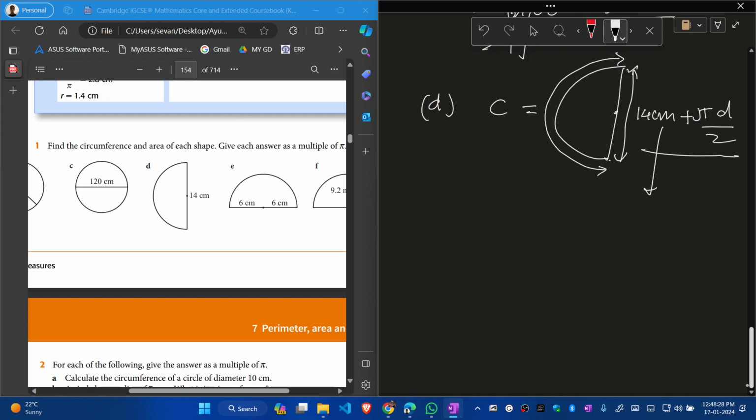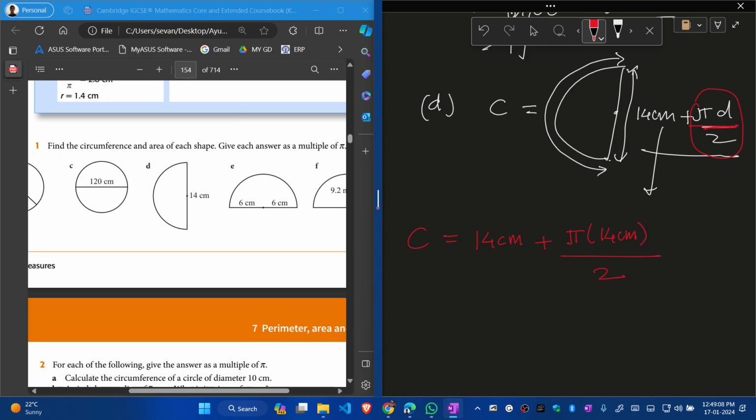So pi is 3.14. I don't have to substitute that. D equals 14. So 14 pi plus 14 centimeter by 2. This 2 is just on this one. This division by 2 is only on this term. It's not on the whole term. Then, not sure.